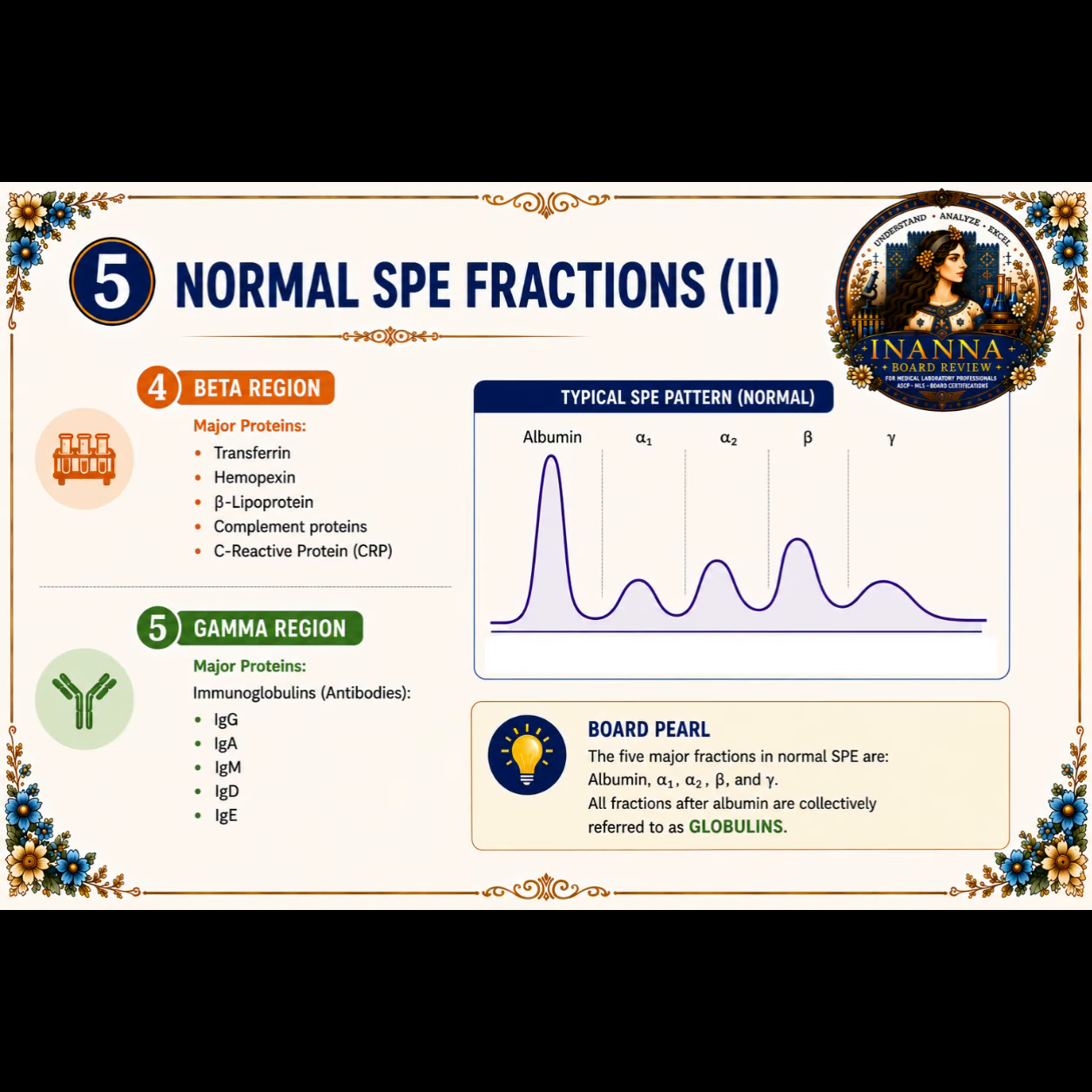Normal SPE fractions 2. The beta region contains proteins such as transferrin, hemopexin, beta-lipoprotein, complement proteins, and sometimes CRP during inflammation. The gamma region contains immunoglobulins, IgG, IgA, IgM, IgD, and IgE. A helpful way to remember this is gamma means antibodies. So when the gamma region changes, think about immune activity or plasma cell disorders.